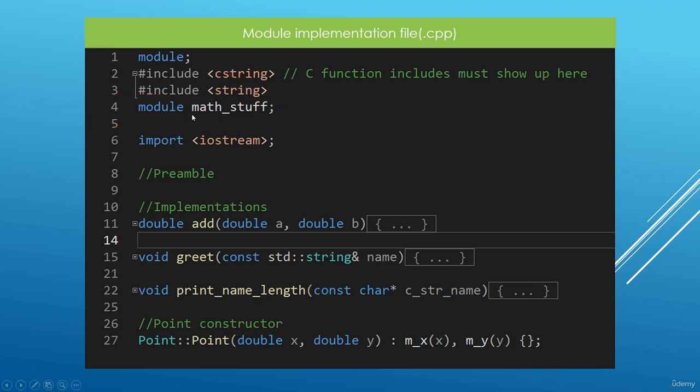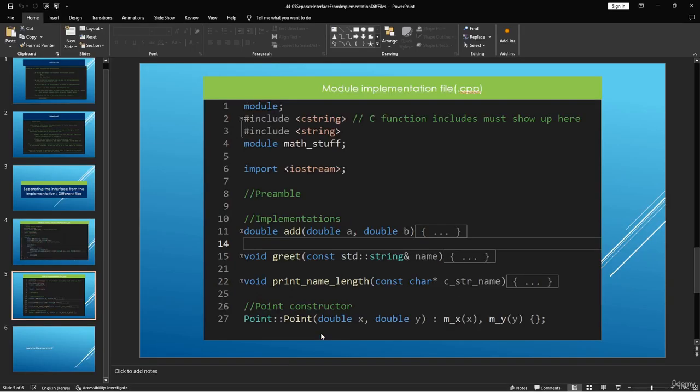With this out of the way, we have the global module fragment as we have in other module files. We have the preamble where we can do imports, and we have the preview, which is going to be containing implementations. In this case, again, we are implementing the add function, the greet function, the print name length function, and a few methods from our class. Now that you know this, we're going to head over to our IDE and see this in action.